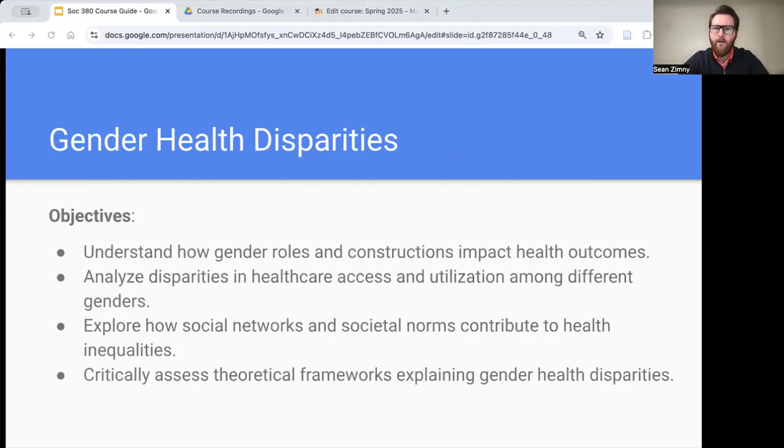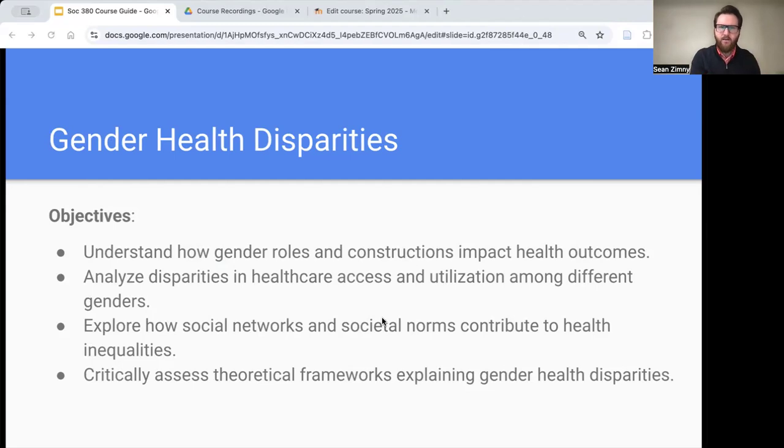Okay. So let's talk about gender health disparities. So just a couple objectives here. What I want you to get from the readings, okay, is exploring the intricate relationships between gender and health disparities, right? Focusing on the social, the behavioral, and the structural factors that influence health outcomes across different gender identities. And really what today is going to be grounded in is the foundational and contemporary academic readings we talked about that reveal the nuanced intersections of gender and health in medical sociology.